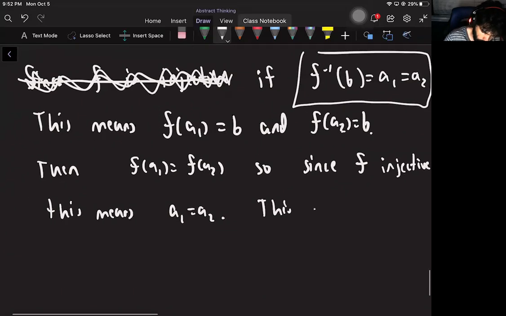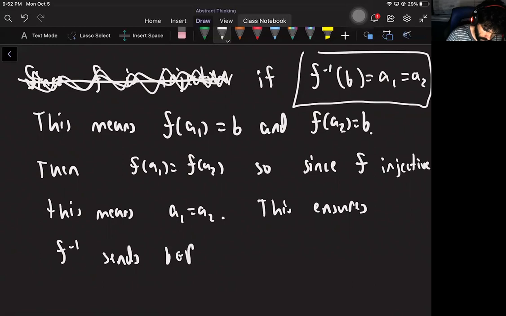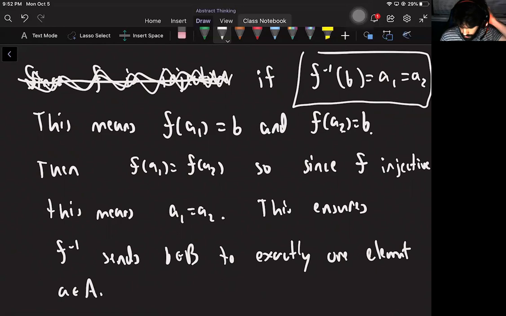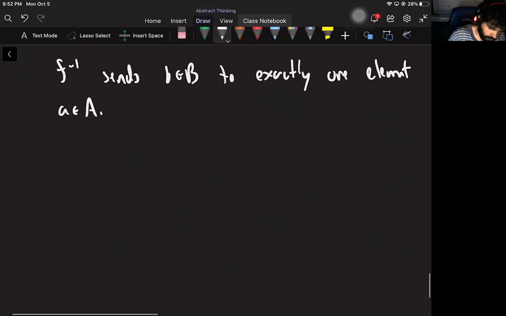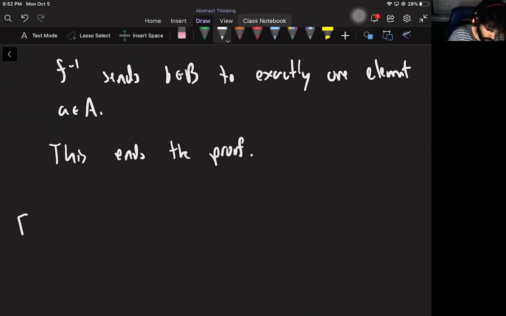So this ensures that f inverse sends b to exactly one element a. Because if it sent it to two different ones, well, secretly they would be the same all along. And so that's why f inverse is a function. Okay, so that's the end of the proof. So we've done both directions, so we're all good.